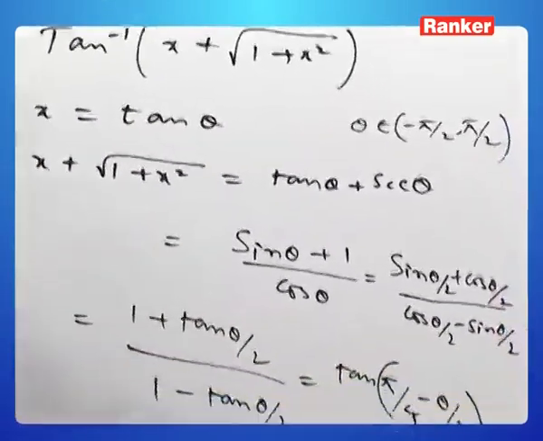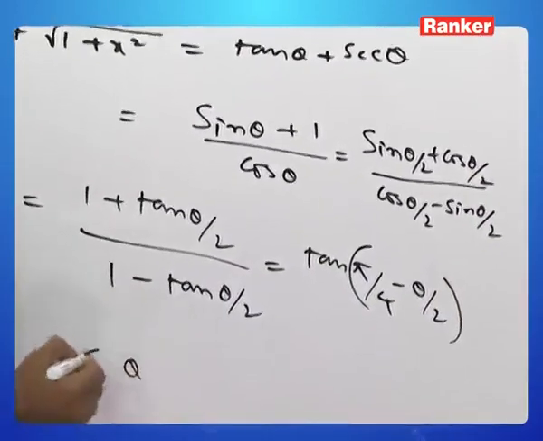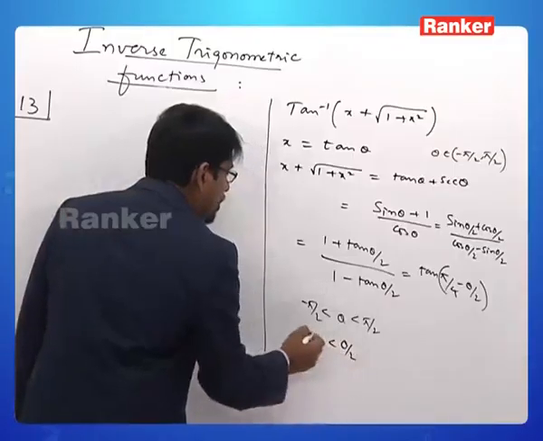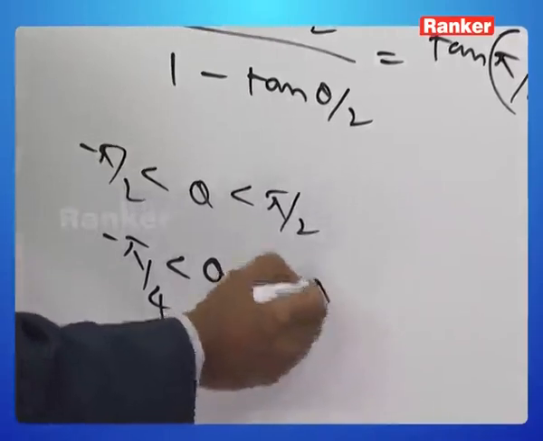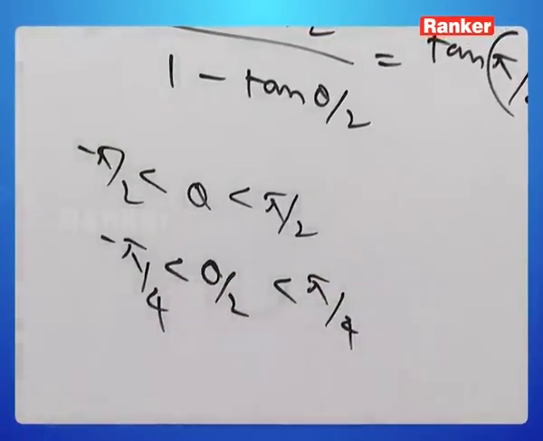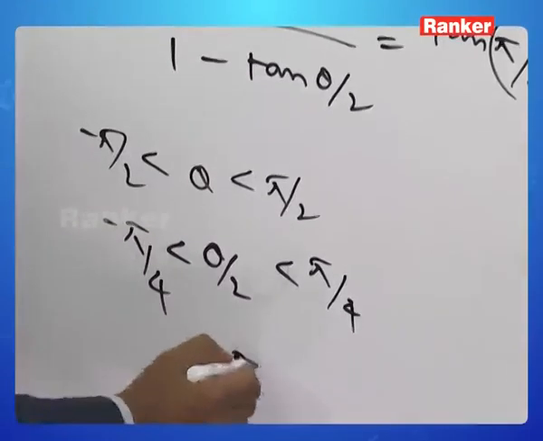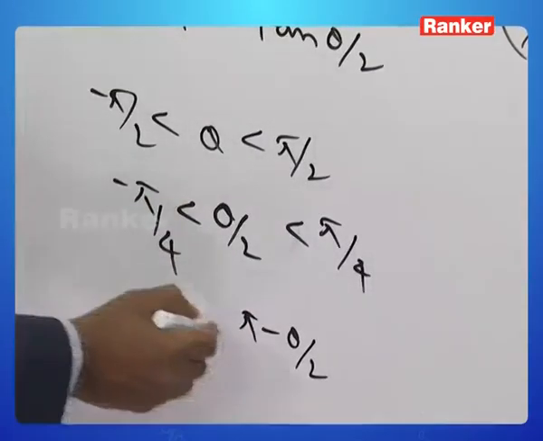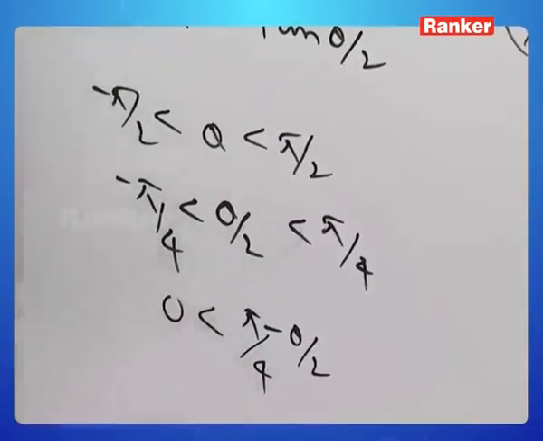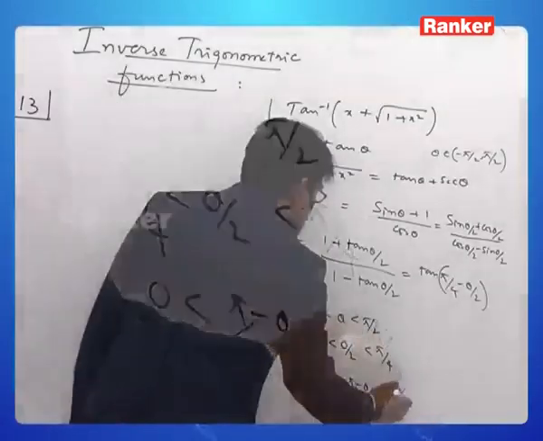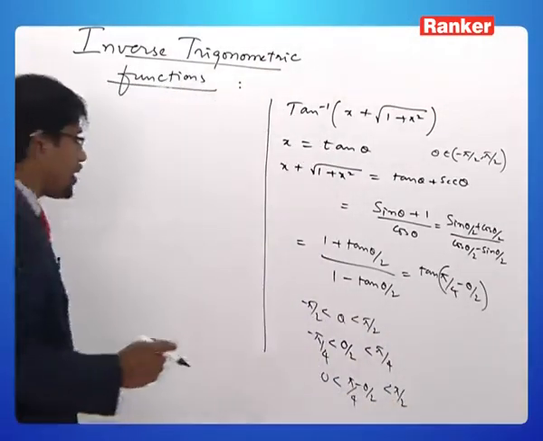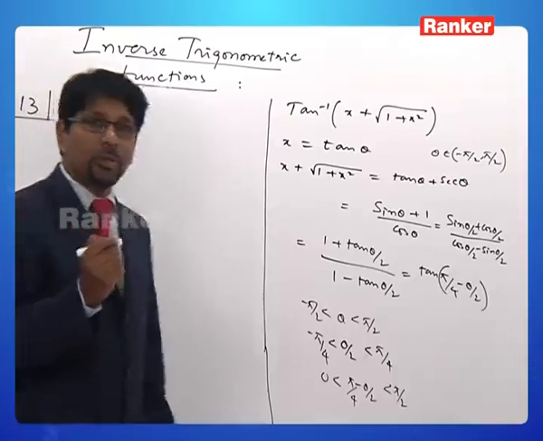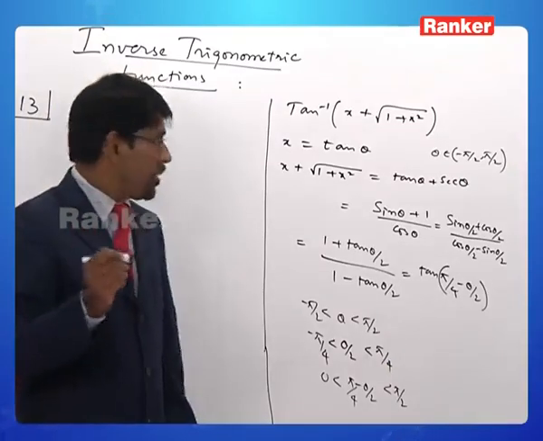Now if theta is between minus pi by 2 to pi by 2, what can be said about theta by 2? Theta by 2 will lie between minus pi by 4 to plus pi by 4. And if I go for pi by 4 minus theta by 2, the least value will be 0 and the greatest value will be pi by 2. Now is that in the principal domain? That is in the principal domain of the tan function. What is the principal domain of the tan function? Open interval minus pi by 2 to pi by 2.